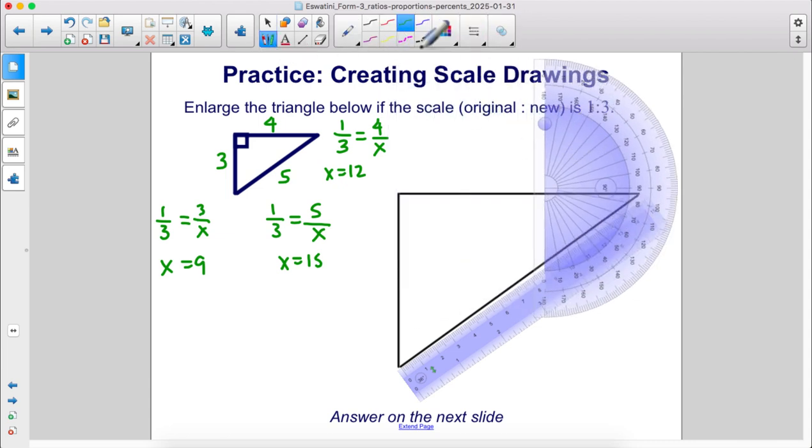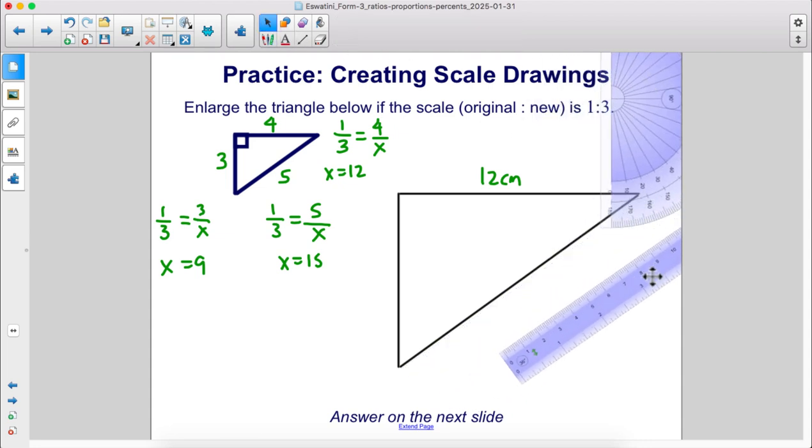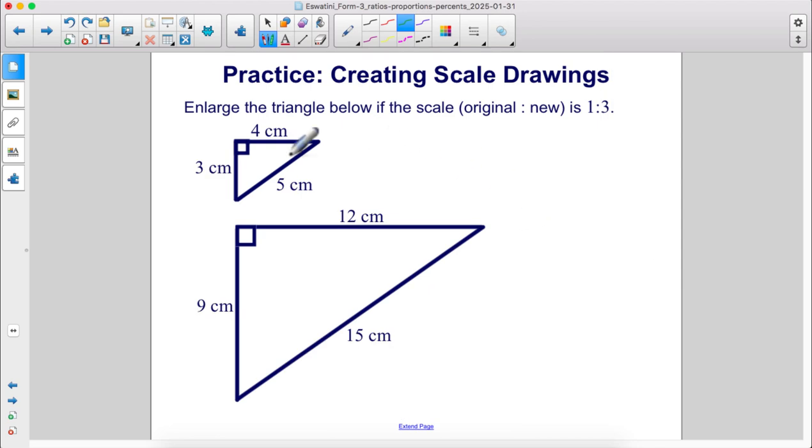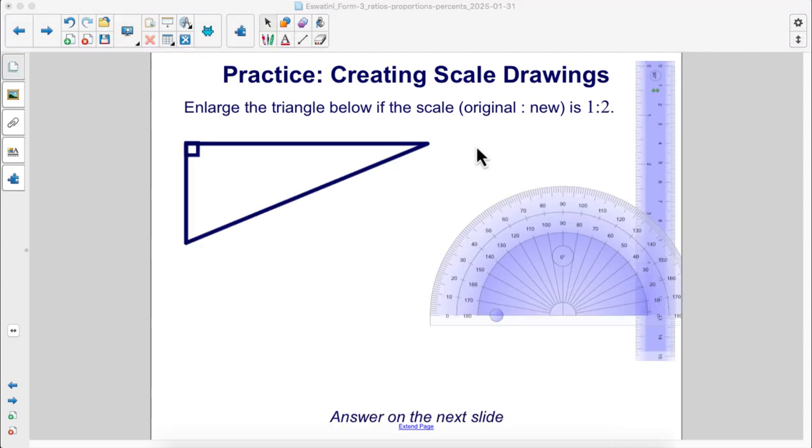And now I'll just label the sides. This one is 12 centimeters. Move that. This one is 15 centimeters. This is 9 centimeters, and that is a right angle. And there you go. The 3, 4, 5 triangle has become a 9, 12, 15 triangle, 3 times larger.